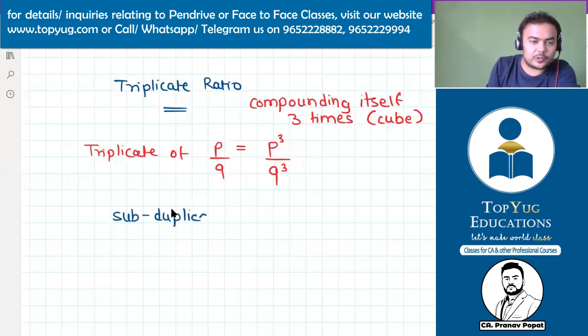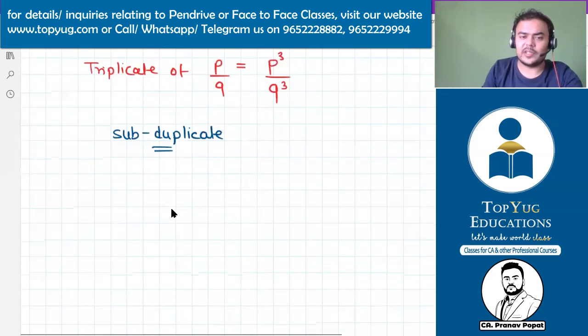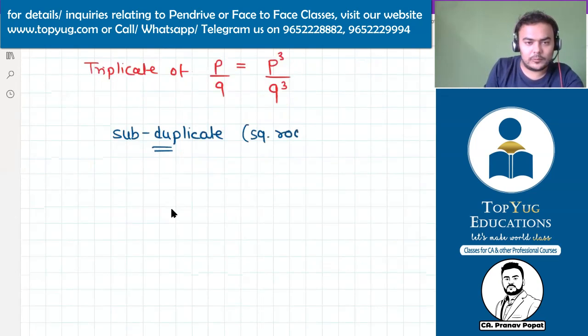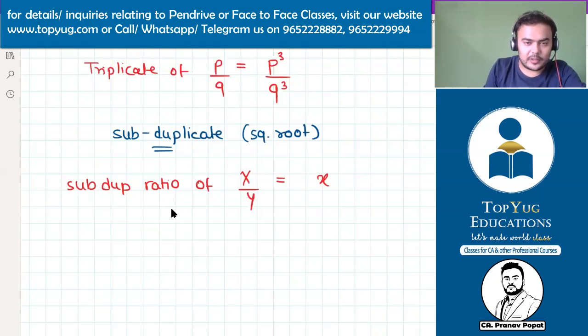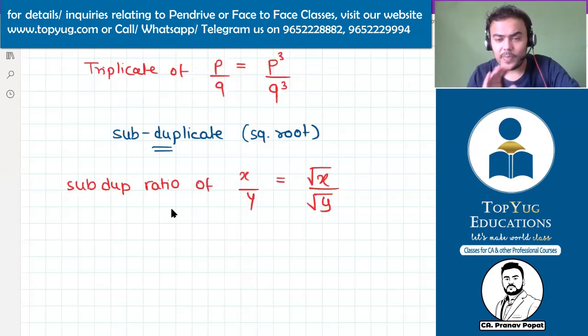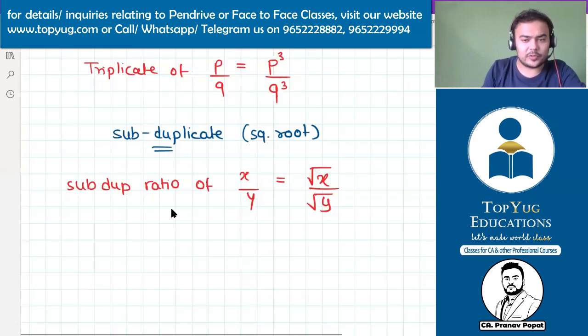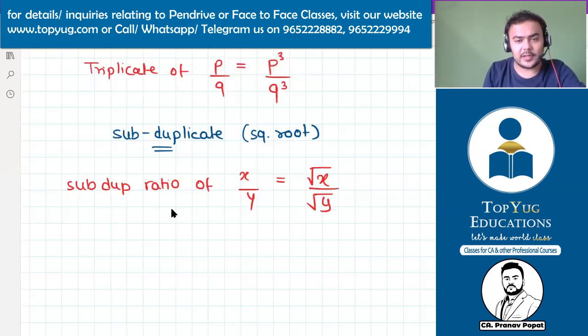Now what is the reverse of a square? Sir, the reverse of a square is square root. Then subduplicate is also square root of a ratio. So the subduplicate ratio of x ratio y is equal to square root of x upon square root of y. Very simple. Not a square, Natasha, a square root. Okay. Power 1 by 2 you can say.